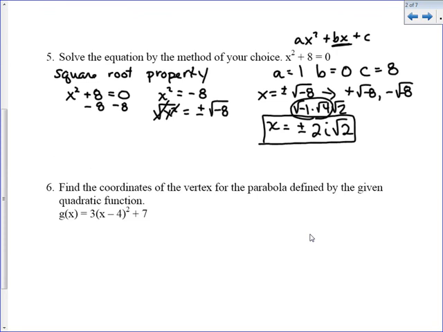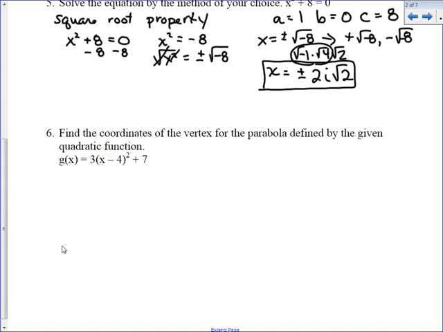Number 6, find the coordinates of the vertex for the parabola defined by the given quadratic function. This is in that kind of funny other setup that we only dealt with the vertex in. If you forget how to do this, the long way is to write that twice, FOIL it, distribute 3, and then use our other process. But there's a very quick way to find the vertex here. Vertex is a point, x and y, and you almost get those right in this setup. This number right here is almost x. What has to change? The sign. So change the sign.